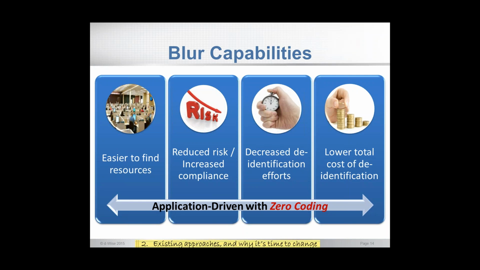By working in the application, there is the concept of reduced risk and increased compliance in terms of having constraints around how the information can move through the system, so it's more difficult to introduce mistakes into the process. We've talked about the costs being decreased, and overall that contributes to a lower total cost of de-identification in terms of all of the efforts around development, maintenance, services. All those pieces result in a lower total cost of ownership.